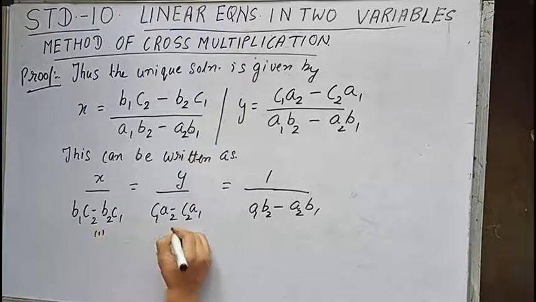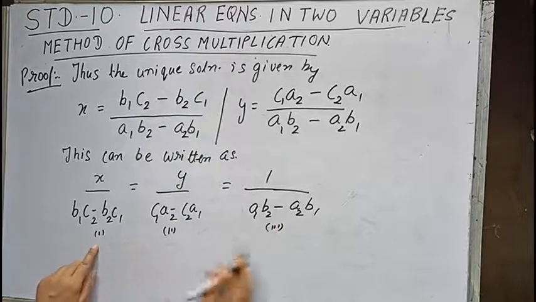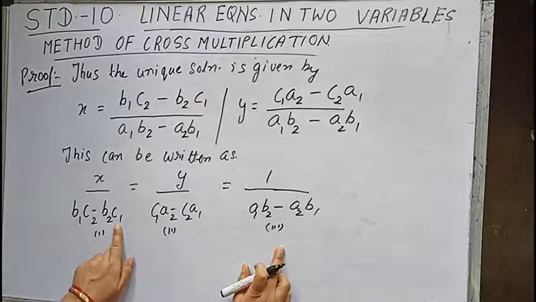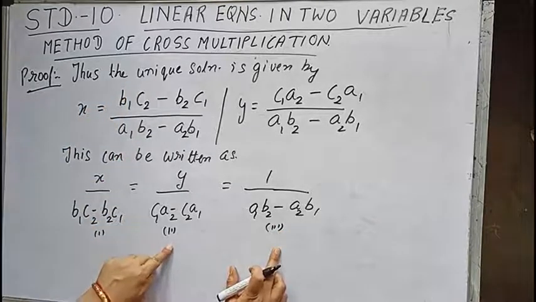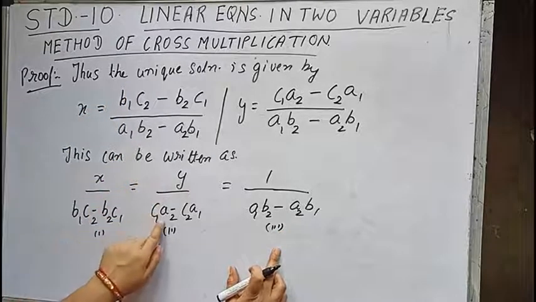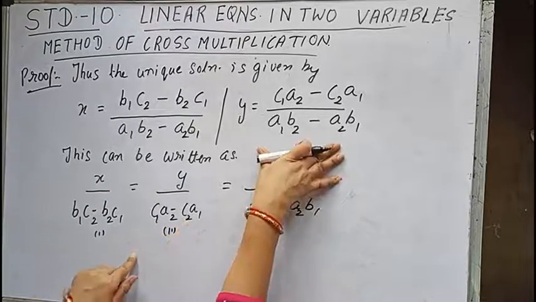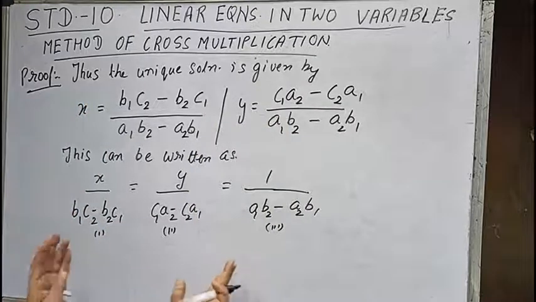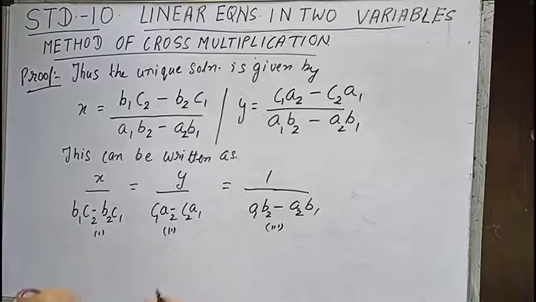So this formula we can write as such. Now if I make these equations 1 and 2 and this one 3, then from 1 and 3, x equals b1 c2 minus b2 c1 divided by this one, which is this. From 2 and 3 we will be getting y equals c1 a2 minus c2 a1 divided by this, which is this one. So this result we can write like this. Now more elaborately, this form can be written in one more form as.